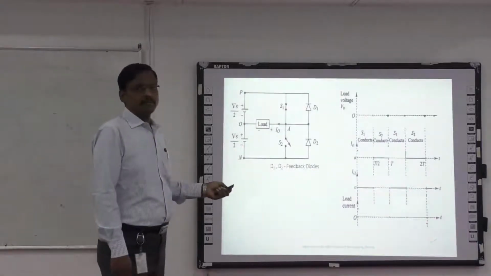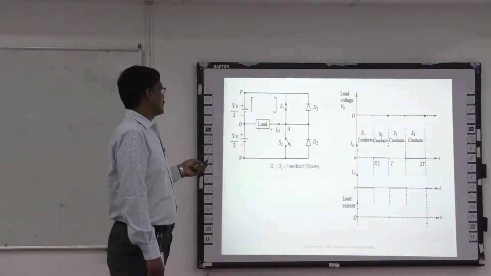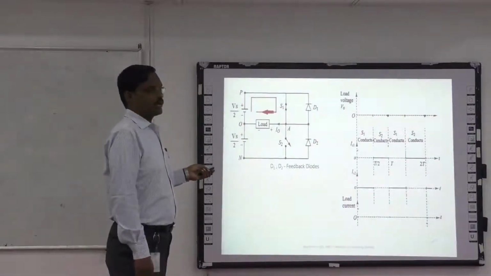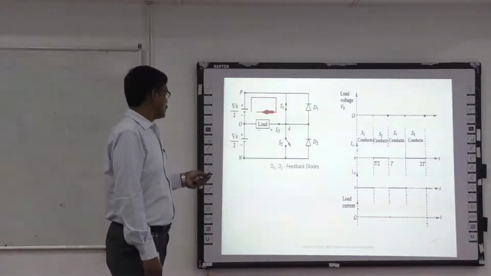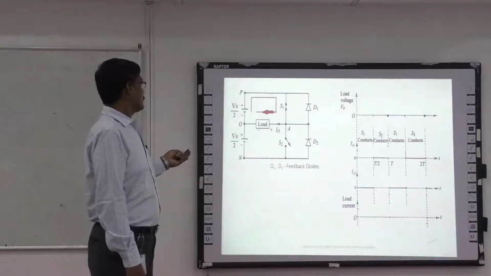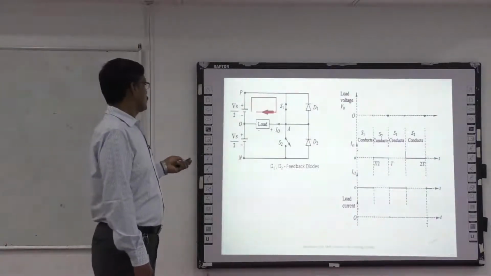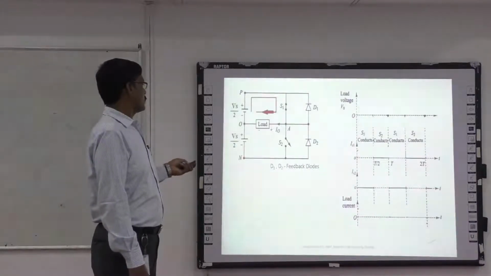This operation can be divided into two modes. The first mode, consider that the switch S1 is closed and switch S2 is open. When the switch S1 is closed, the top source Vs by 2 will supply the power to the load through the switch S1. So here I have assumed the polarity of the load like this.